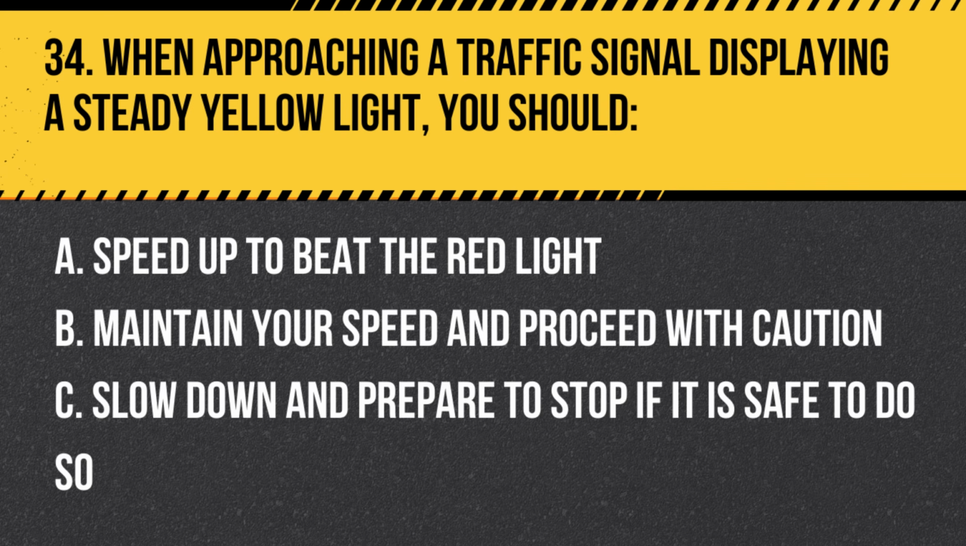Question 34. When approaching a traffic signal displaying a steady yellow light, you should A. Speed up to beat the red light. B. Maintain your speed and proceed with caution. C. Slow down and prepare to stop if it is safe to do so. Answer. C. Slow down and prepare to stop if it is safe to do so. A steady yellow light indicates that the signal is about to change to red, so you should slow down and stop if you can do so safely.